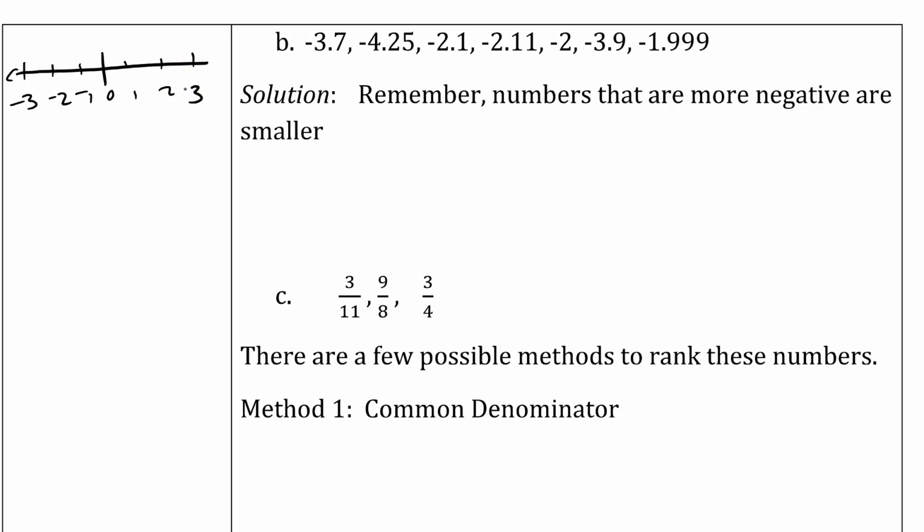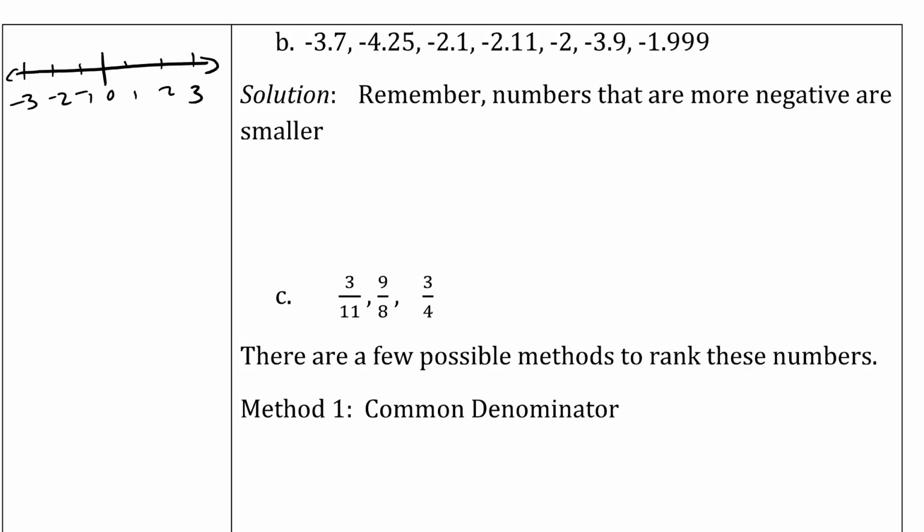When we're ordering from least to greatest, we're going from the negative biggest numbers to the negative smallest numbers. On this side, 1 comes before 2, which comes before 3, but it's the opposite when we're talking about negatives. So if you draw this little diagram, it's going to help you. -3 comes before -2, which comes before -1.